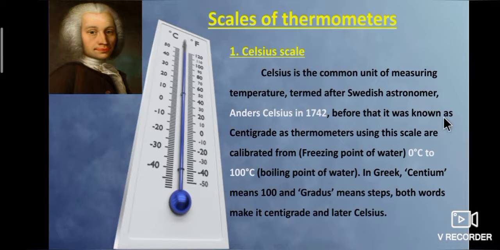Before that, it was known as centigrade, as thermometers using the scale are calibrated from 0 degrees Celsius to 100 degrees Celsius. Here 0 degrees Celsius is the freezing point of water. 100 degrees Celsius is the boiling point of water. In Greek, centium means 100 and gradus means steps. Both words make it centigrade and later called Celsius.